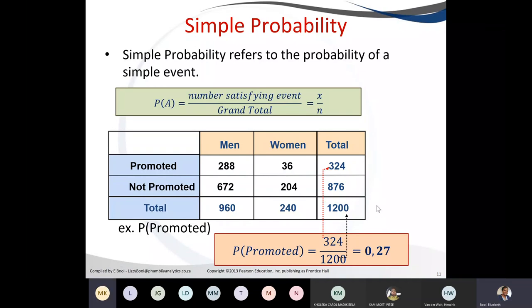So since you know how to calculate the probability of promoted, here is your exercise. Calculate the probability of men. I'm going to give you 5 minutes, or not even 5 minutes, 2 minutes. Calculate the probability of men.